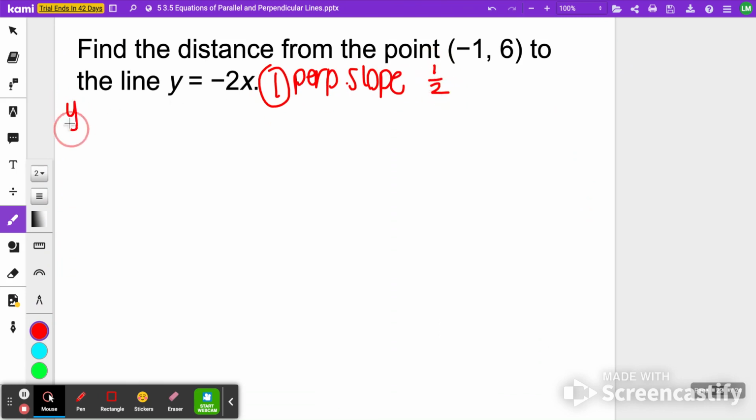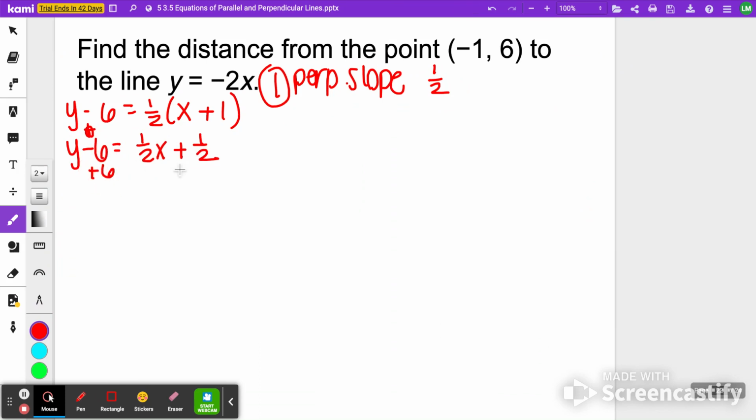So let's use our point slope form. Y minus 6 is equal to 1/2, parentheses, x minus x1 would be x minus negative 1, which is actually x plus 1. Okay, now I'm ready to get y all by itself after I distribute. So let's do that first, actually. Y minus 6 is equal to 1/2 x plus 1/2. Then I'm going to add 6 to both sides.